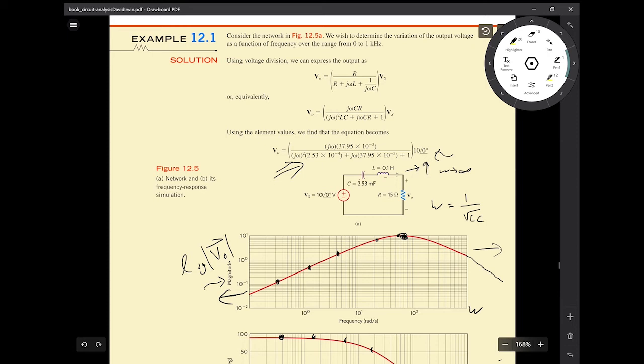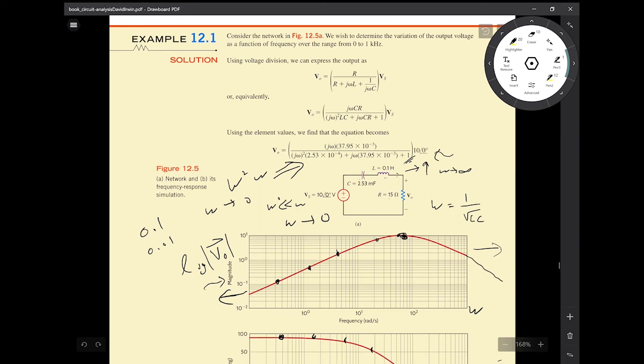What happens when omega is very small? When omega is very small, we can ignore the one. If you have a small number and you square it, you get an even smaller number, right? So we can ignore the omega squared term. If omega approaches zero, what's smaller, omega squared or omega? Let's say I have 0.1. 0.1 is larger than 0.1 squared, which is 0.01, right? So omega squared is much less than omega as omega approaches zero.